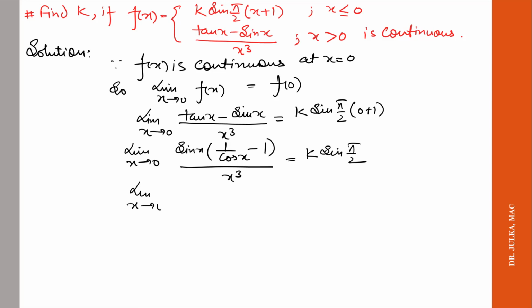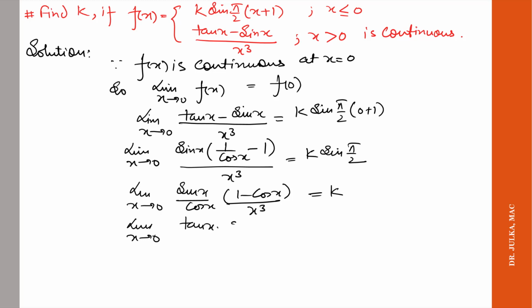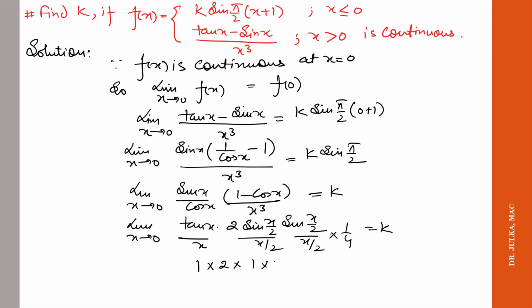On the left hand side, again take the LCM cos x and take it outside. So sin x upon cos x, in bracket we have 1 minus cos x, the whole divided by x cube. And the right hand side is equal to k. Now 1 minus cos x is 2 sine square x by 2, and we can write it this way: 2 sine x by 2 into sine x by 2, the whole divided by x, x and x. Now in the denominator, divide by 2 times and multiply by 4. After calculation we will get the value of k as 1 by 2.